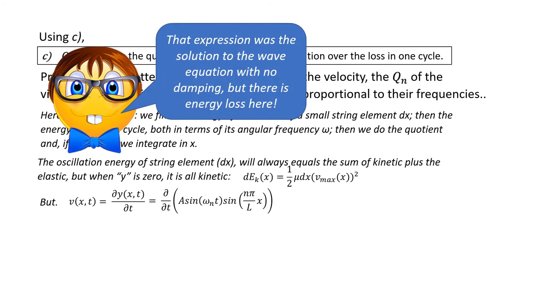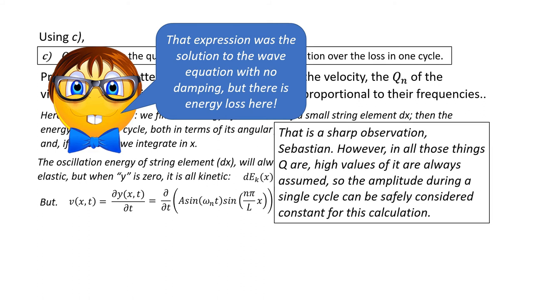That expression was the solution to the wave equations with no damping. Oh my god, but there's energy loss here. That's a sharp observation, Sebastian. However, in all those things, Q, high values of it are always assumed. So the amplitude during a single cycle can be safely considered constant for this calculation. Satisfied? Good. Let's go on.